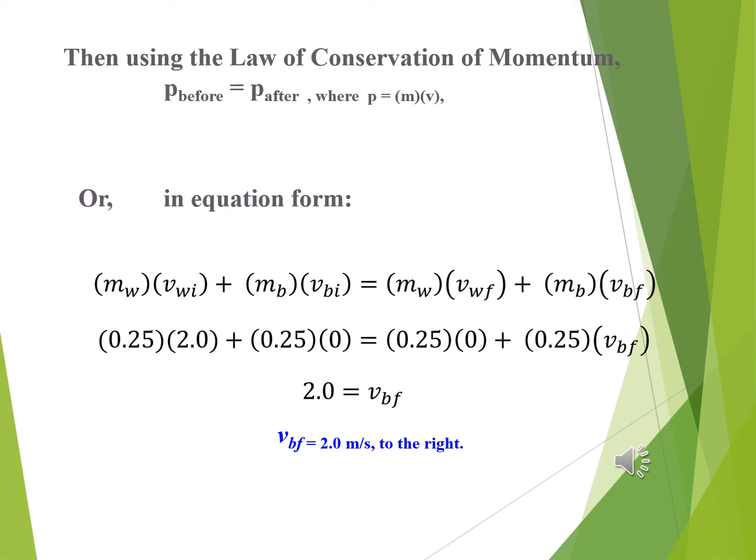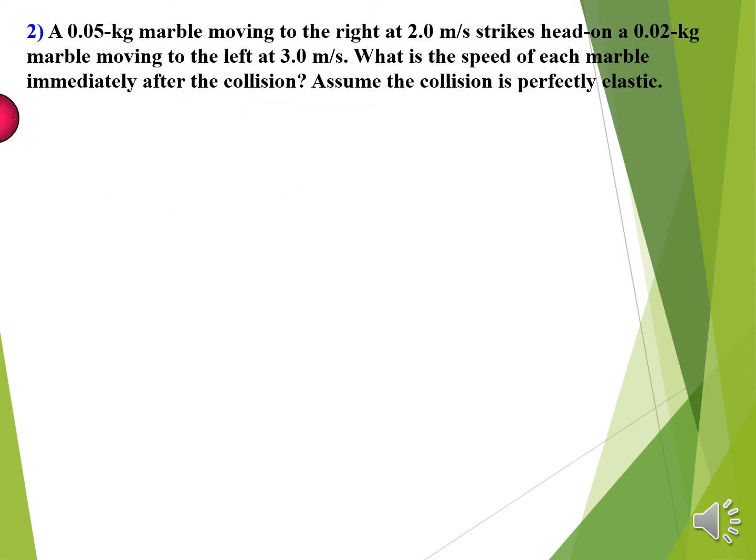Substituting the values, 0.25 times 2 plus 0.25 times 0 equals 0.25 times 0 plus 0.25 times vBf. Solving for vBf, it is equal to 2.0 meters per second to the right.